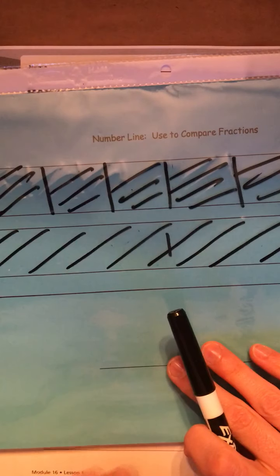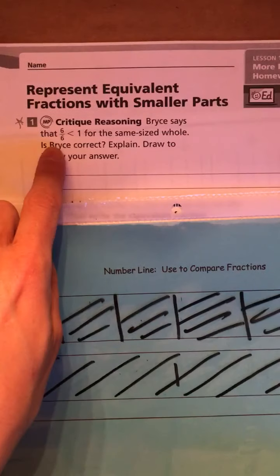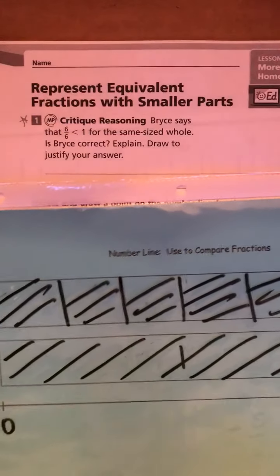So you can go ahead and pause the video for a second so that you can get your drawing done, and then we'll talk about what we notice. Okay, so the question says that 6/6 is less than 1 whole, but when I look at my 2 fraction strips, I notice that 6/6 is not less than 1 whole, and 6/6 is not greater than 1 whole. 6/6 and 1 whole are, that's right, they're equal.